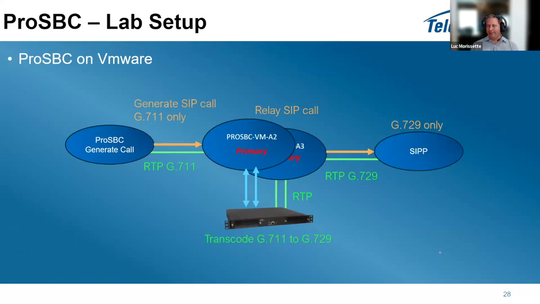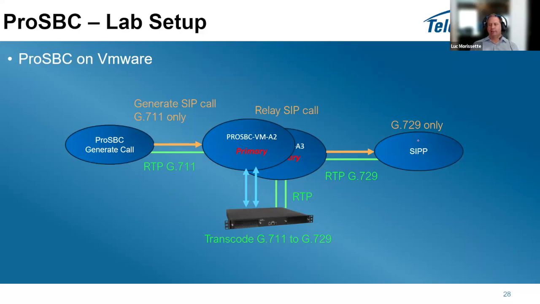Now we are at the demonstration of the system. My demo system is running on VMware. I have two ProSBC running as primary and secondary, called ProSBC VM A2 and ProSBC VM A3. Both of them work in pair. I have another ProSBC here to generate a call, and here I forced it to be G711 only. So the call that comes in is only G711.